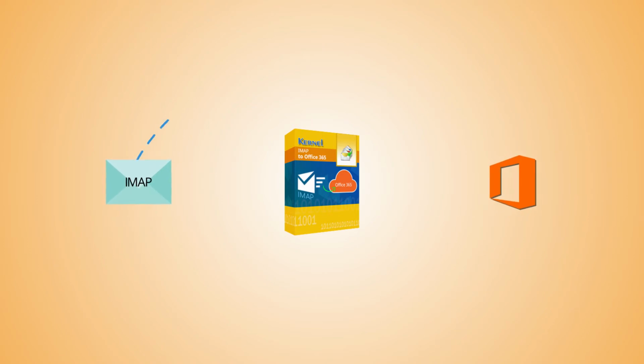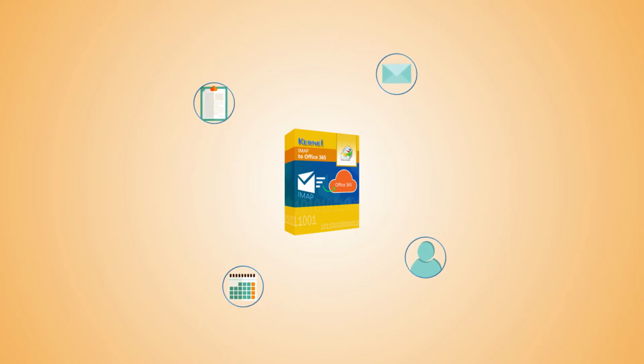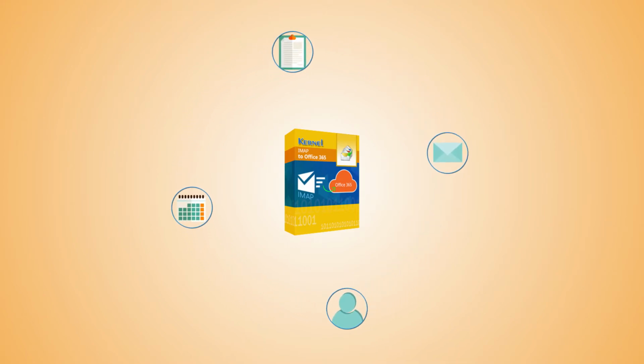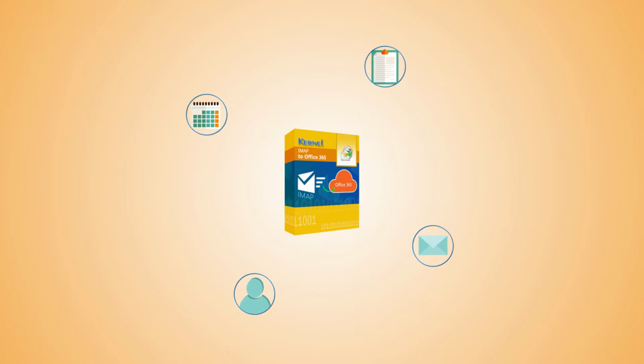In this video, we will talk about the working process of Kernel IMAP to Office 365 software, which is helpful in exporting IMAP Mailbox emails to Office 365 accounts quickly. The tool is integrated with advanced features and functionalities that allow you to export your IMAP email data quickly.